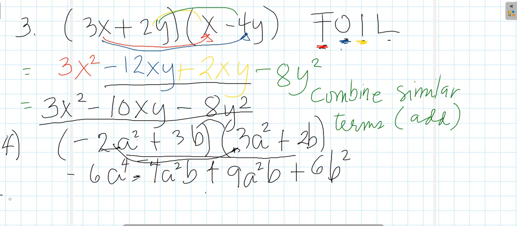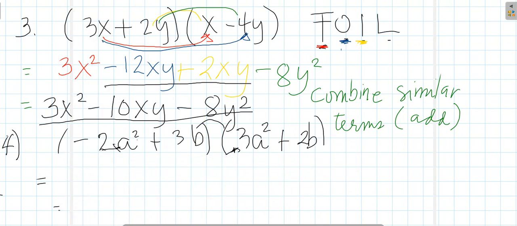And then, to get the final answer, we're going to combine similar terms. Wait a minute. Sorry class, I did not see. So, let's fix this. Let's erase first.